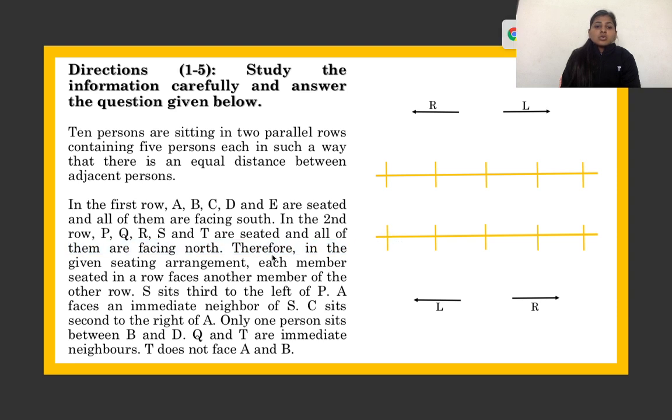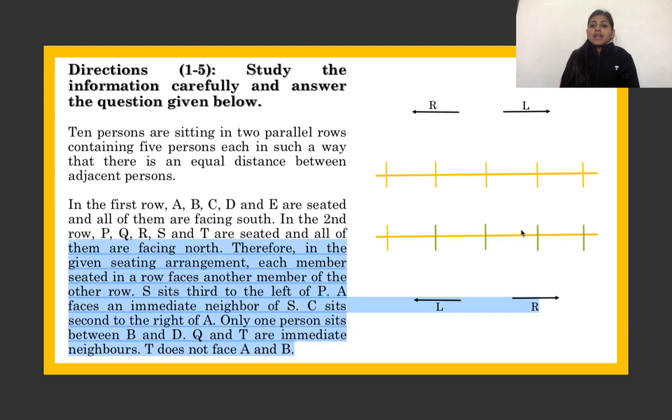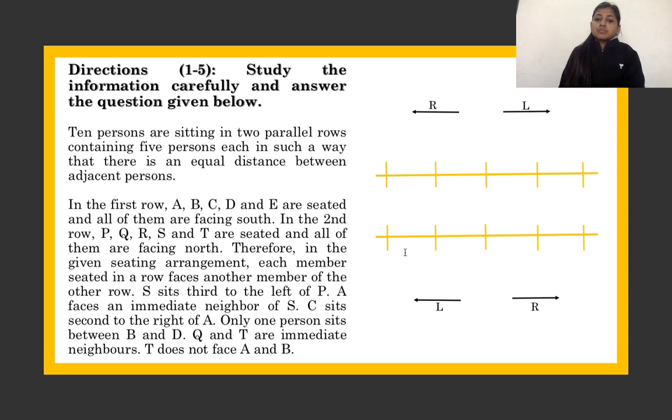Okay, so the first clue is S sits third to the left of P. So S and P both will be in this row. If S is third to the left of P, S can be here in this place and P can be here, such that S is third to the left of P. But there is one more possibility. P can be at the corner and S can be here. So either P here, S here, or P here, S here. These are the two possible cases that you have to start with.